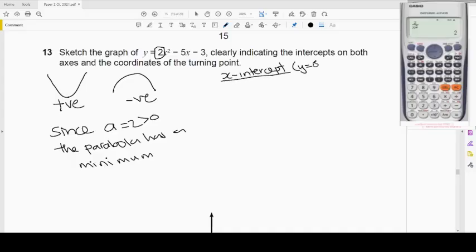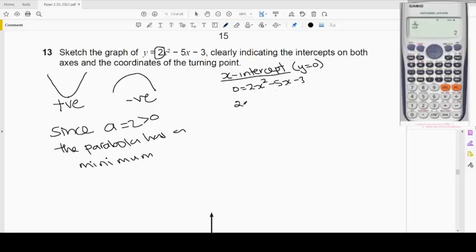So you set y is equal to 0. So I have y here. So I'm going to say 0 is equal to 2x squared minus 5x minus 3. So this is a quadratic equation that you solve. You look for two numbers that when you multiply them, the answer is negative 6. So you say the 2 times the negative 3. That's where I get the negative 6 from. And when you add them, the answer is negative 5. So that's negative 6 and positive 1.